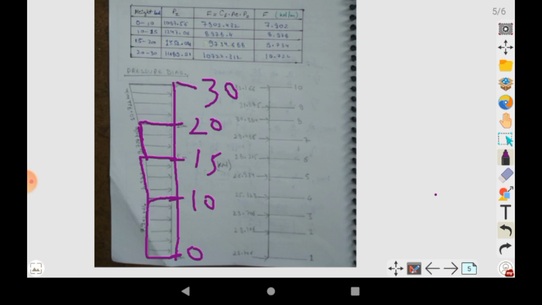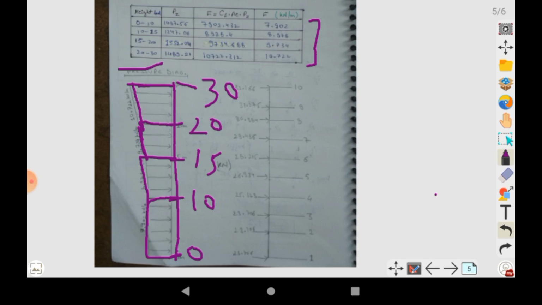Now for the height of 20 to 30 meter, you can see the value is again varying, that is 10.722. With the help of your scale, you can just draw the line of 1 centimeter. It should be kept in mind that there should be some difference in the level of these lines which we are connecting here, so it looks like the value of f is gradually increasing.